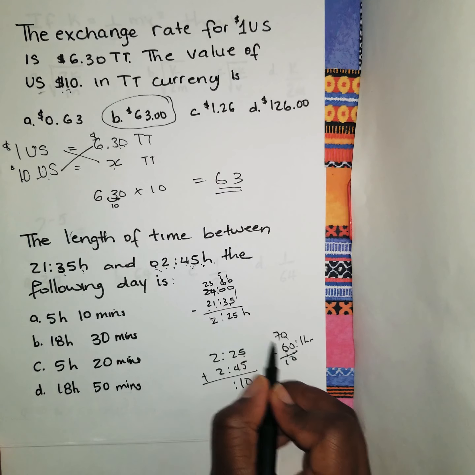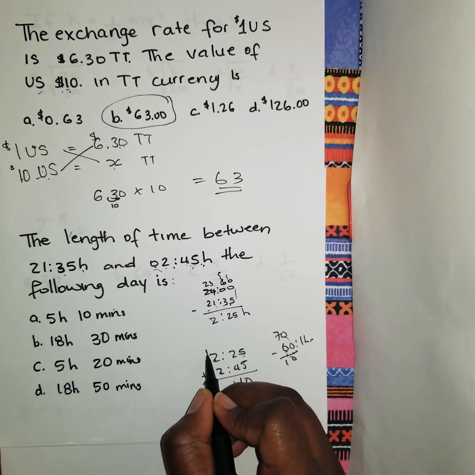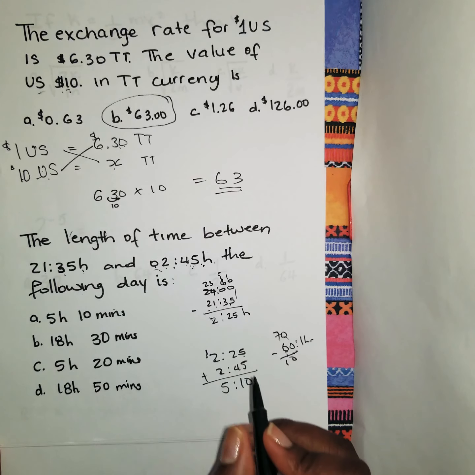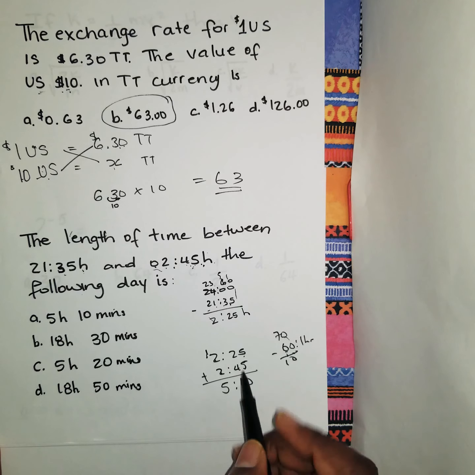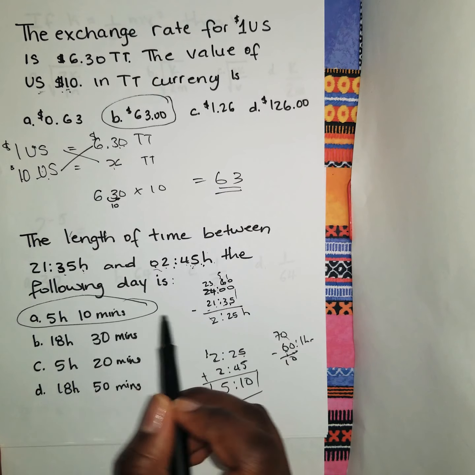We're going to bring the 60 minutes over on this side. It's going to be 1 hour. So it's 2, 4, and 1, 5. So it's 5 hours and 10 minutes for this. And so our solution is 5 hours, 10 minutes, and it's right here.